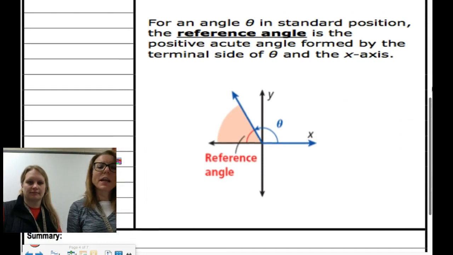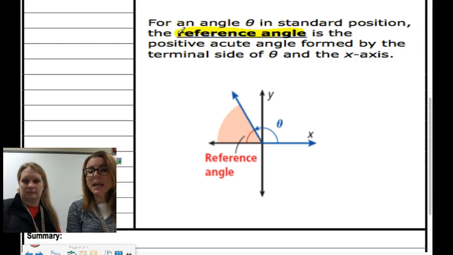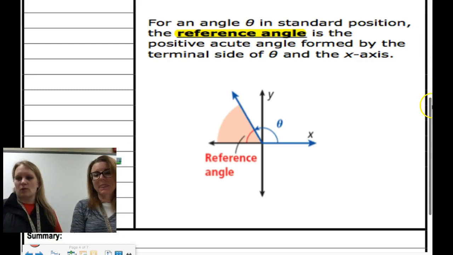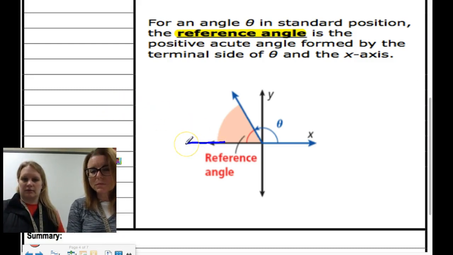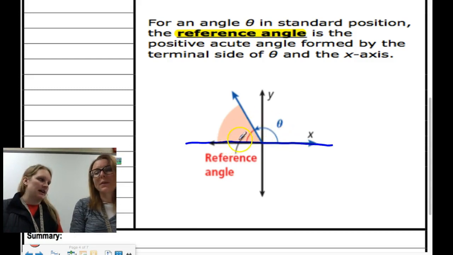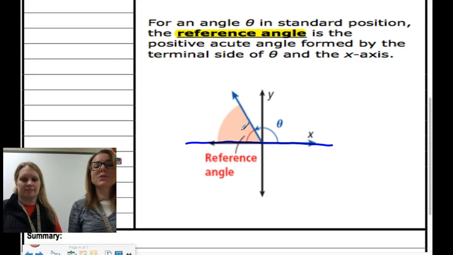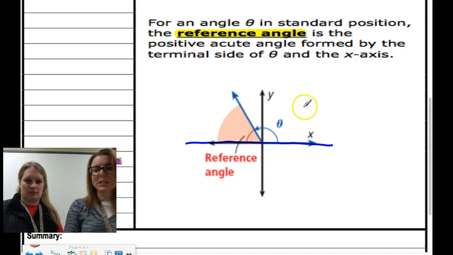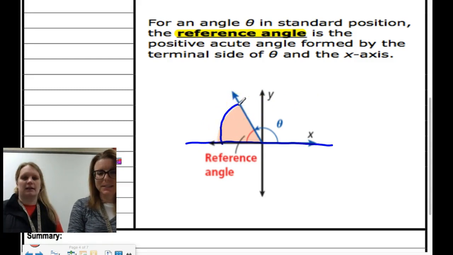For an angle theta in standard position, the reference angle is the positive acute angle formed by the terminal side of theta and the x-axis. That's the key: the terminal side and the x-axis. So it's like a 180 that we're going to go through. Here's our angle, and whatever's left over to get to the x-axis is the reference angle. The key to remembering is it's the angle formed by the terminal side, the ending side, and the x-axis.